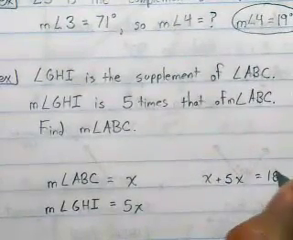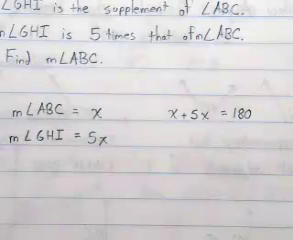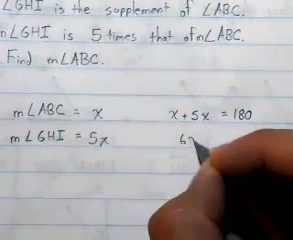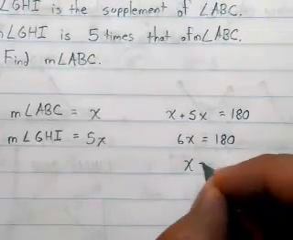All right, so x plus 5x is 180 degrees. Now we got an equation to solve, so we can figure this out. x plus 5x, 6x. Divide each side by 6. 30.